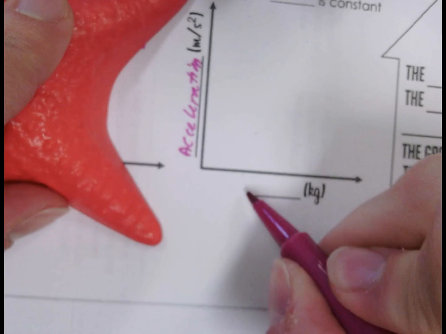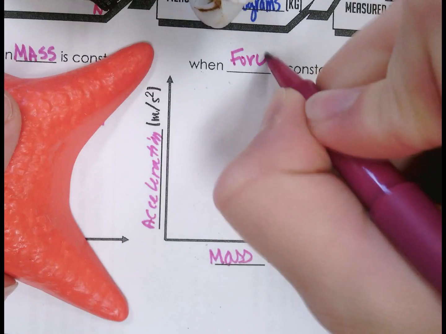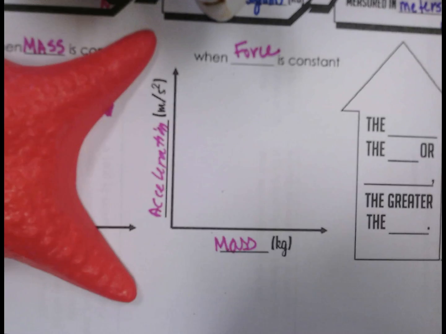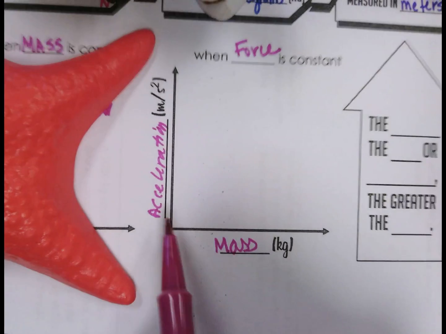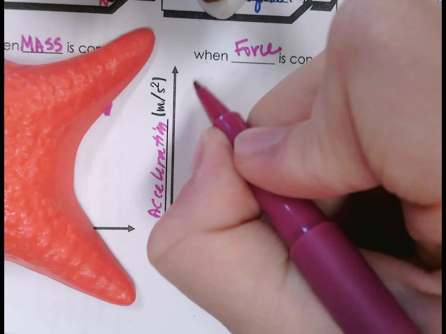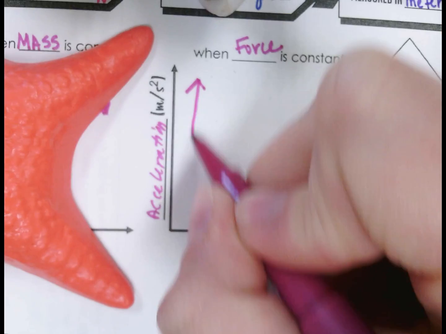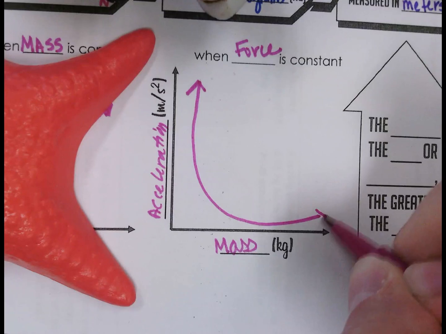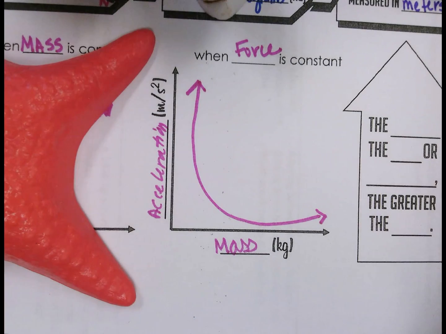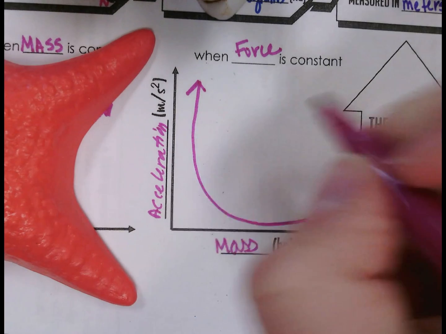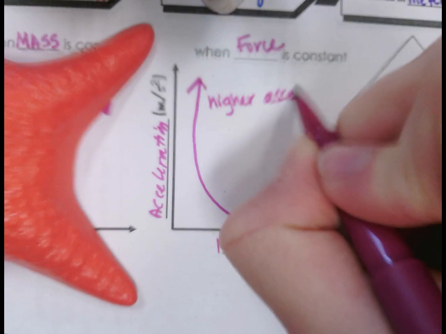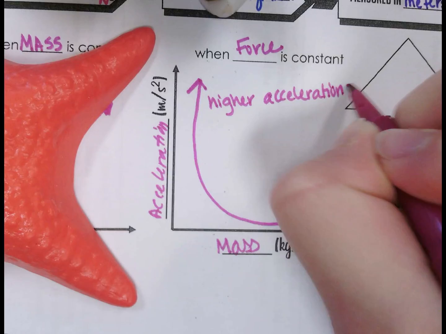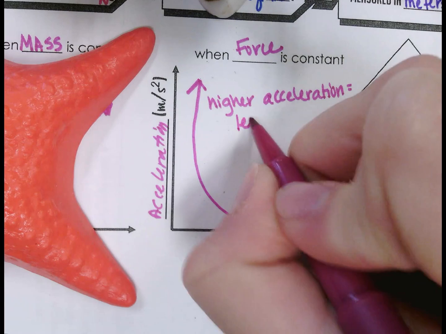And kilograms is going to be mass. Okay, so when force is constant, now our graph is going to look a bit different, because now we're looking at when force is constant. What's going to happen with acceleration and mass? It's going to look kind of like a reverse J. Yeah, it's a reverse J. So higher acceleration equals less mass, usually.